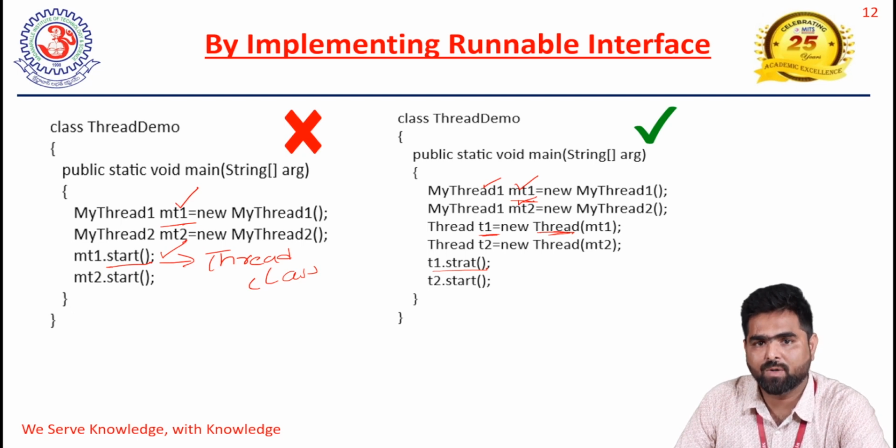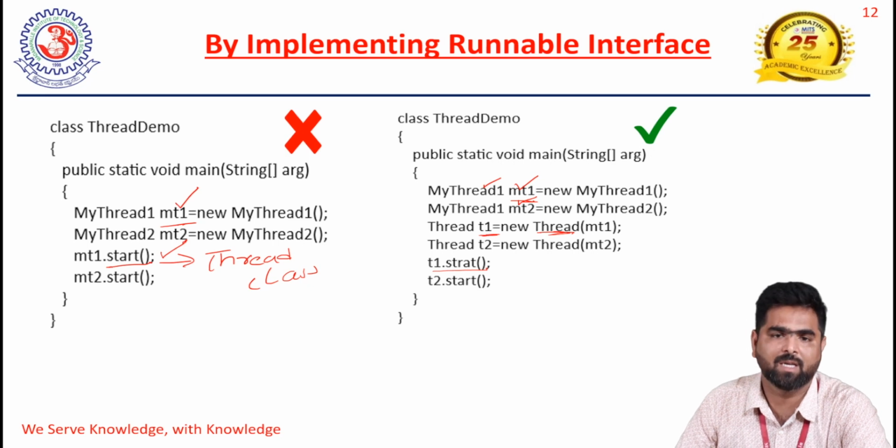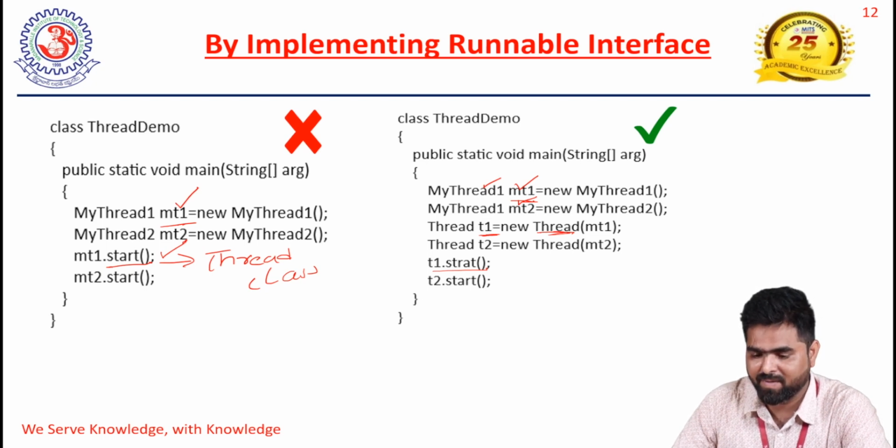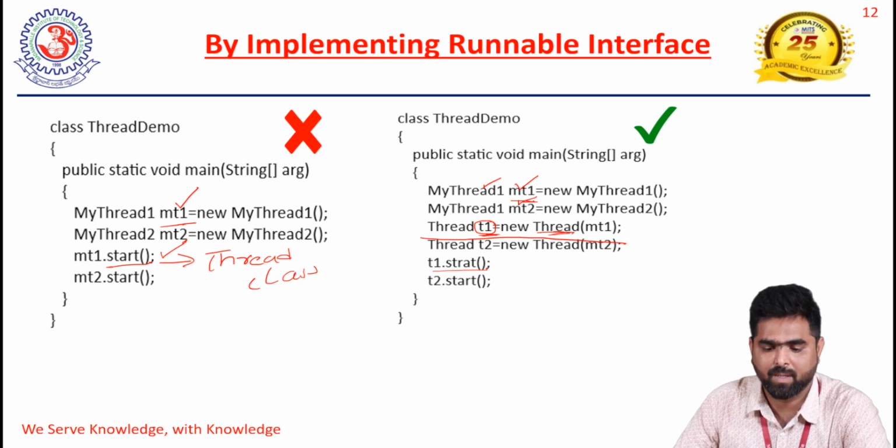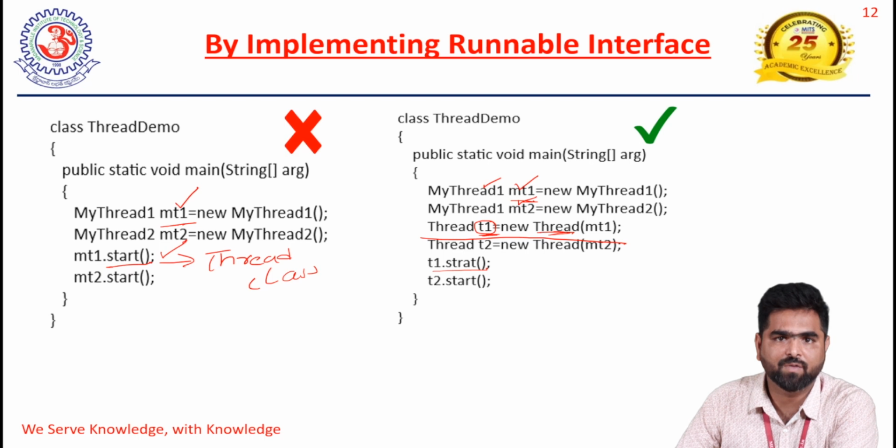But if you want to call the start method on the object of a class which is implementing the runnable interface, it doesn't work. Why? Because it is not registered with the thread class. So first we need to register the object of the class with the thread class using this statement. Then we can use this object to call the start method so that multiple threads will be created and they can run parallelly. So these are the different ways of creating threads.